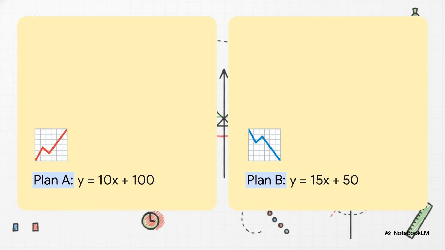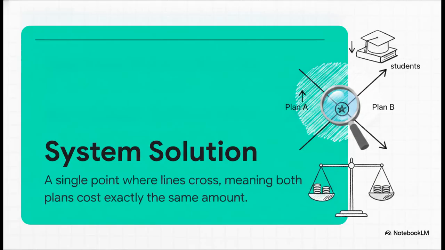When we write both plans out as linear equations and look at them side by side, we've just created what's called a system of equations. And this brilliantly illustrates our break-even point. If we were to graph these two lines, the solution to the system is the single exact point on the graph where the two lines cross. At this intersection, the input, the number of students, yields the exact same output, the total cost, for both plans.